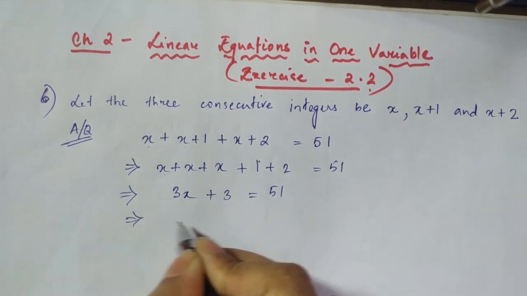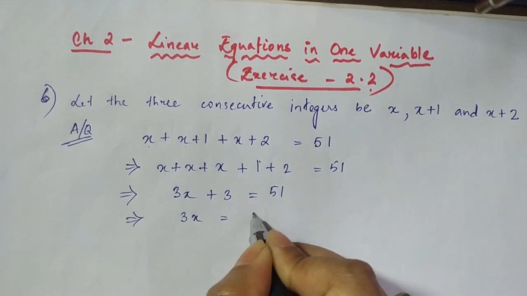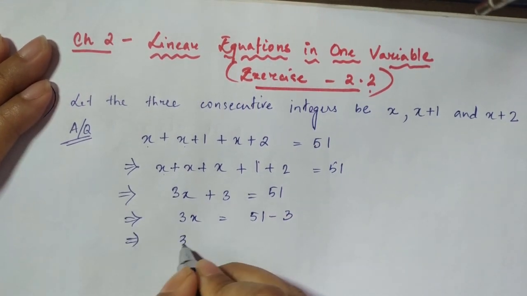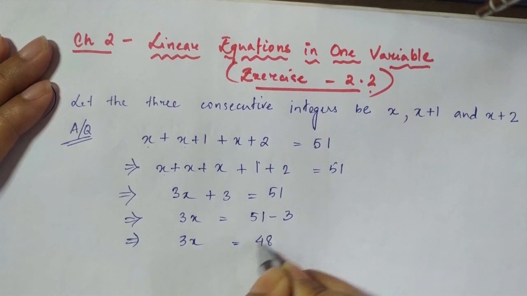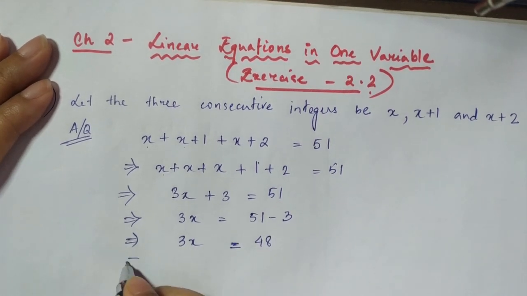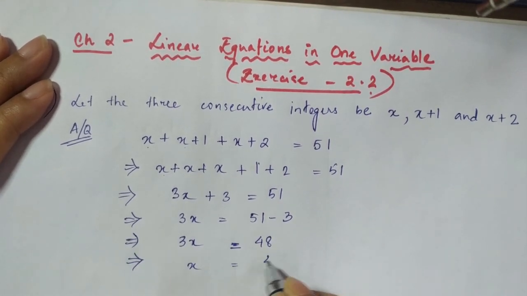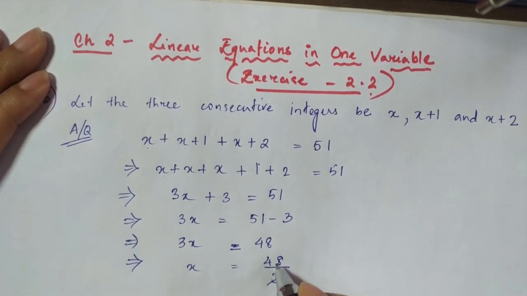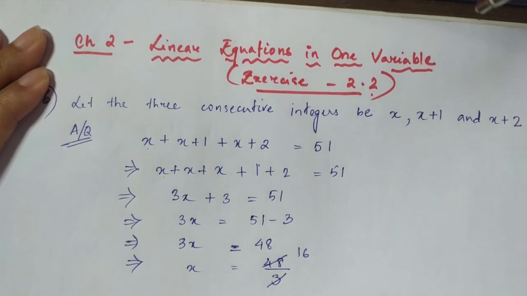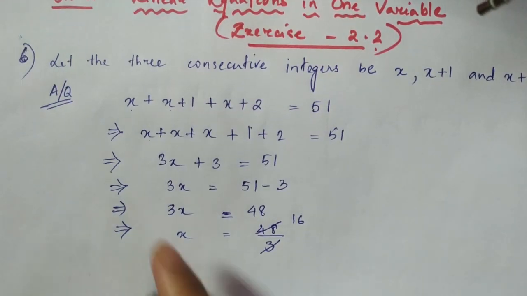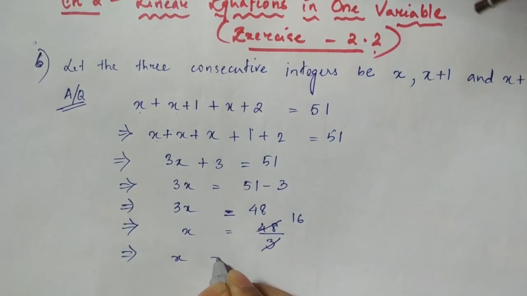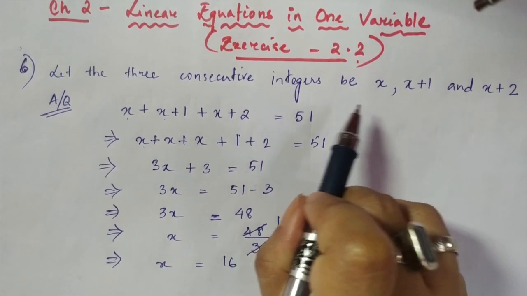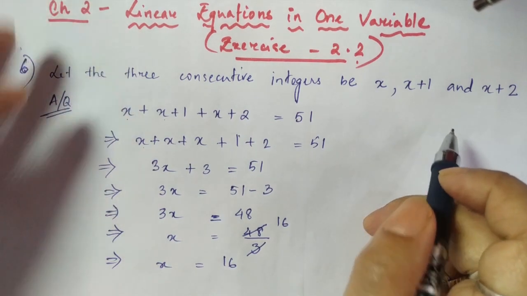Now let's separate the variables and the constant. 51 minus 3, right? 3x is equal to 48. This implies x equals 48 by 3. If you divide, you will get 16. That means x is equal to 16. But that is not your answer. You need the integers. These were your 3 consecutive integers. So we'll find out the integers.